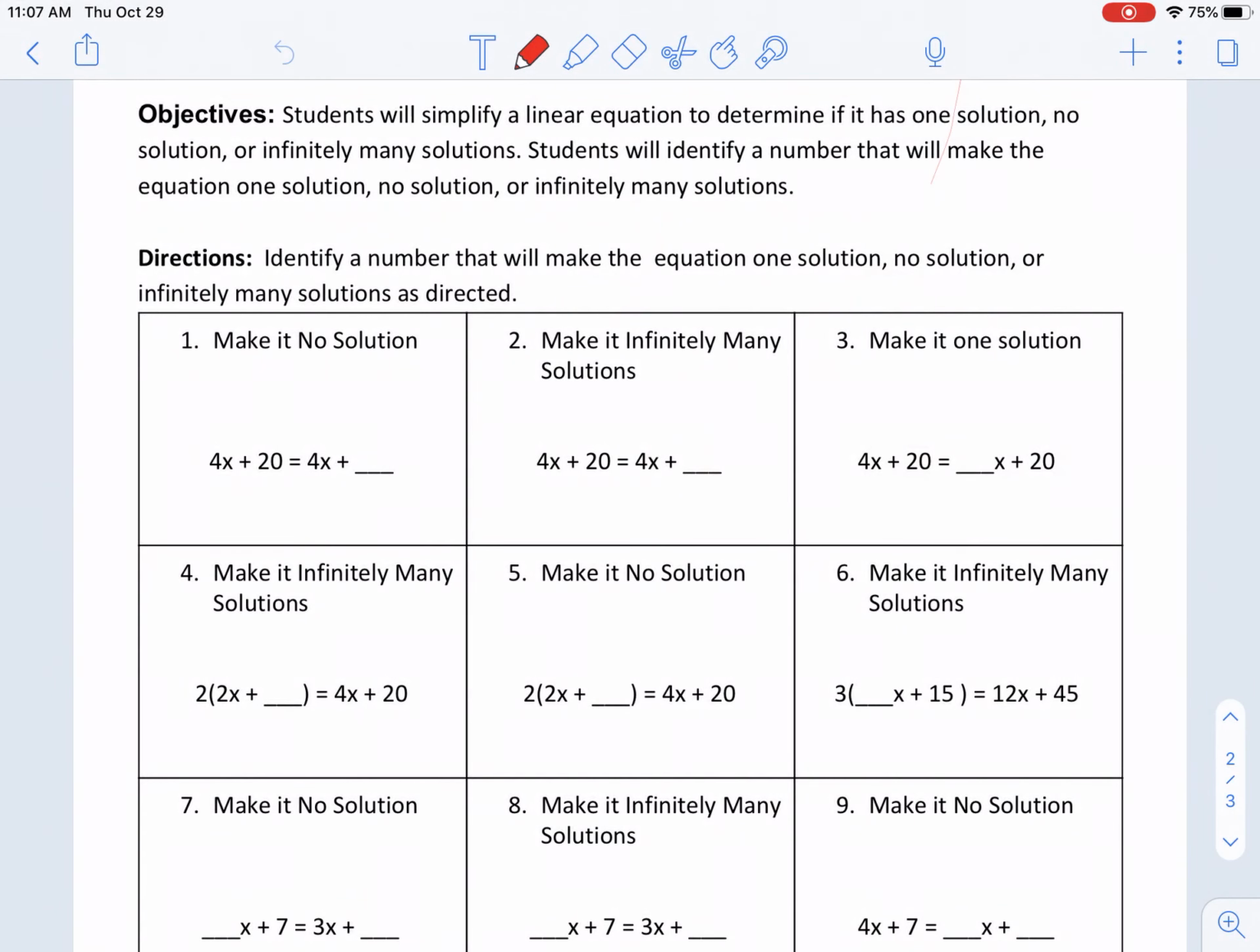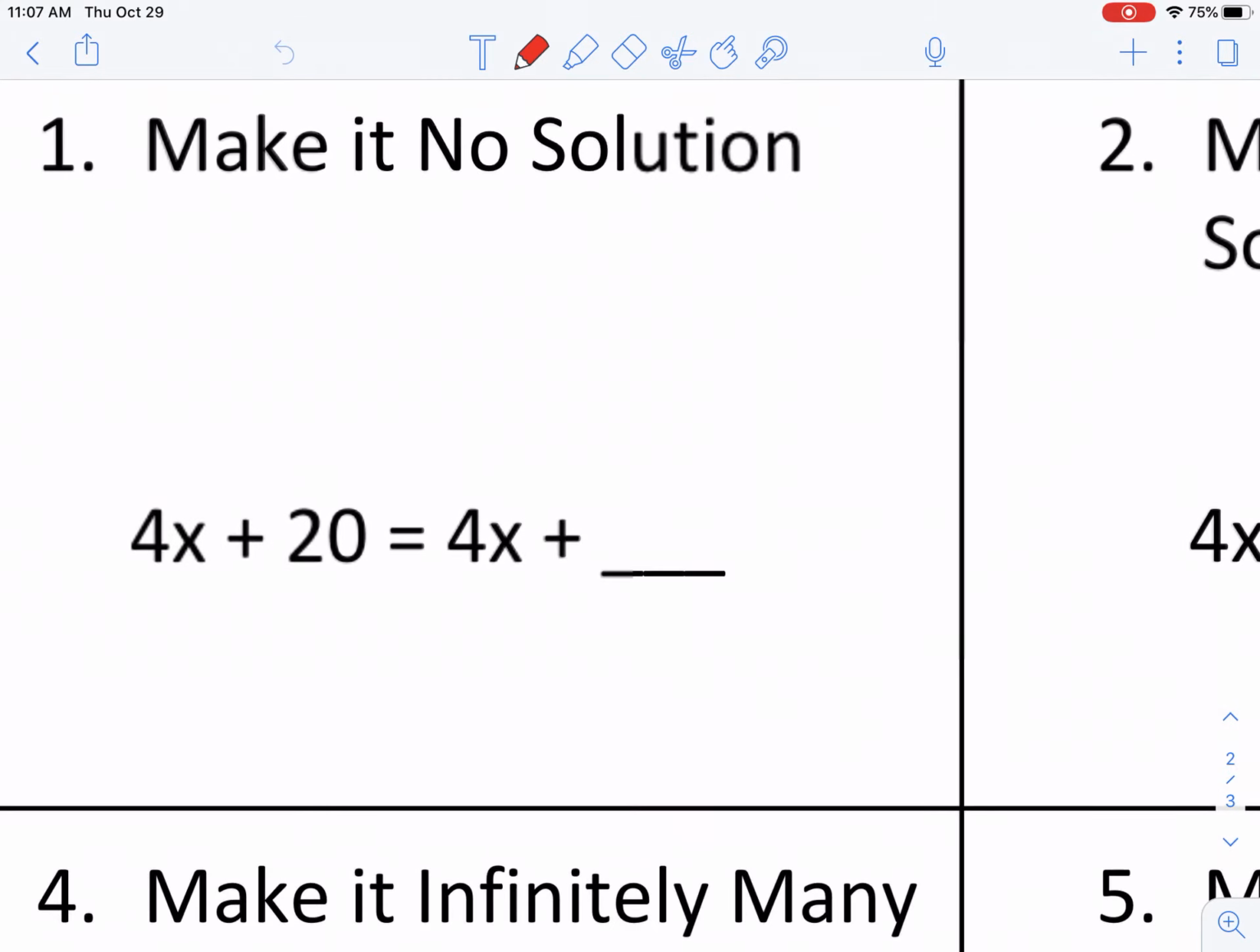Hopefully yesterday you did yesterday's assignment. In this particular type of thing, we're given one side of the problem, and we wanted to say no solution.